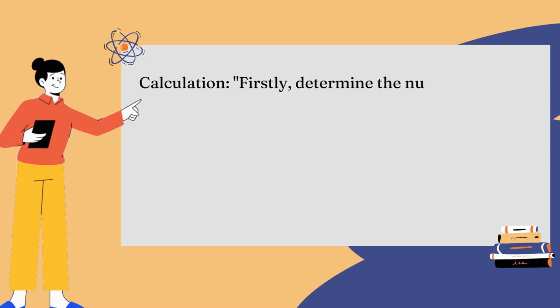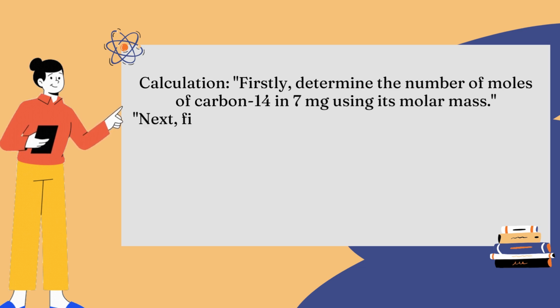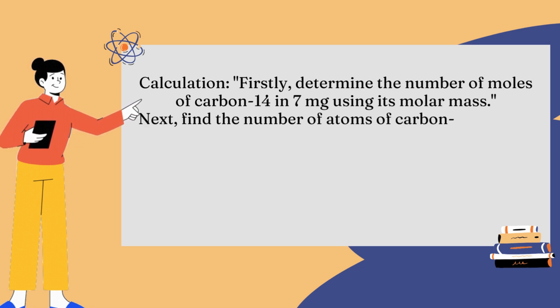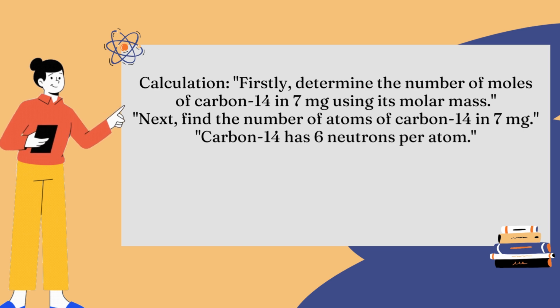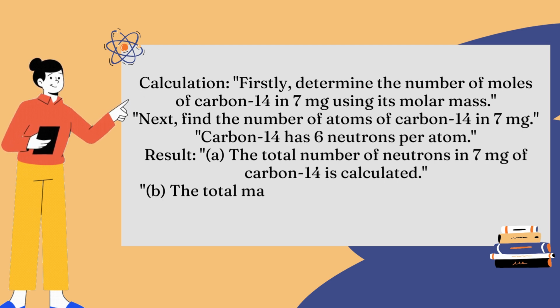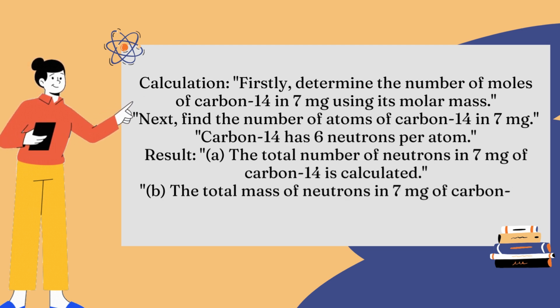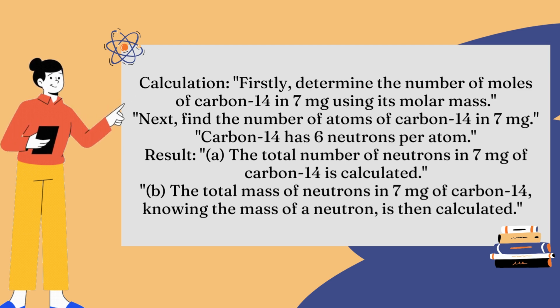Calculation. Firstly, determine the number of moles of carbon-14 in 7 milligrams using its molar mass. Next, find the number of atoms of carbon-14 in 7 milligrams. Carbon-14 has 8 neutrons per atom. Result. A. The total number of neutrons in 7 milligrams of carbon-14 is calculated. B. The total mass of neutrons in 7 milligrams of carbon-14, knowing the mass of a neutron, is then calculated.